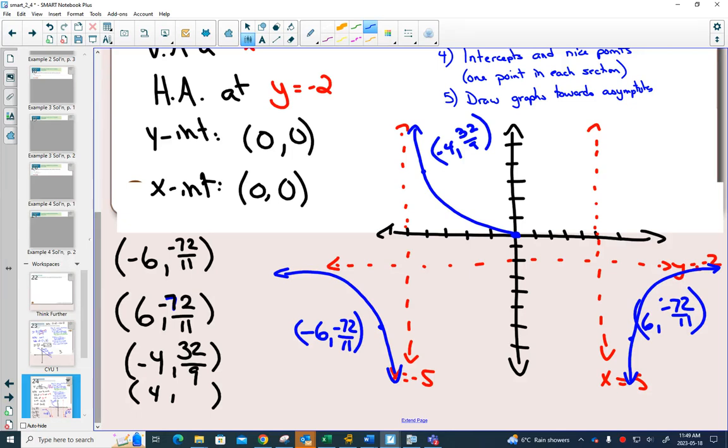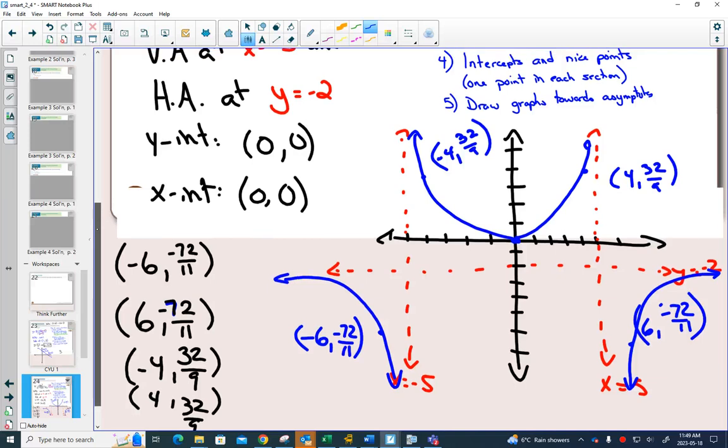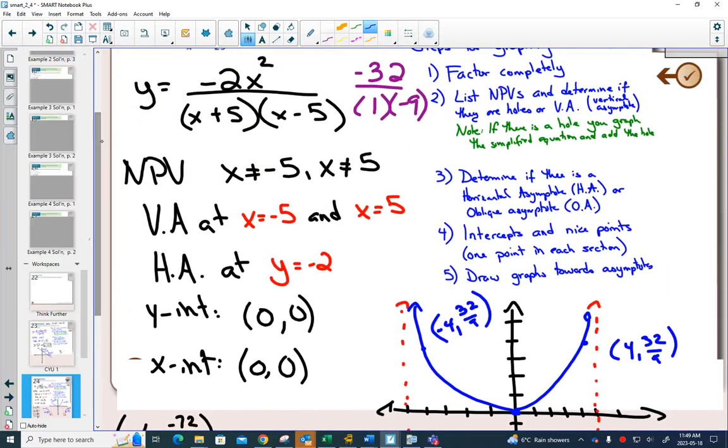Okay, same reason that negative 6 and 6 were the same is going to be why negative 4 and 4 are the same. This will also be 32 over 9. And the other thing you could have noticed, okay, it has to go up as well. The other thing you might have noticed is that the x-intercept, you see that it has a multiplicity of 2, because we have an x squared. So it bounces off 0, 0, which shows up in our graph as well.